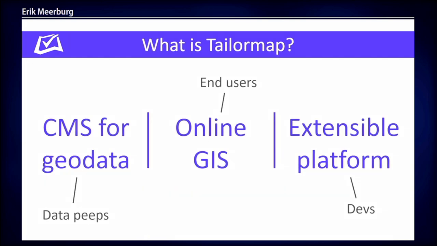For example, if you're a data-oriented person, you could say it's a content management system for geodata. It's a publishing platform for geodata. If you're an end user, it's just the online GIS, the web mapping service that my organization uses all the time. And I don't know, what is it? Yeah, it's a map thing. But if you're a developer, that might be interesting because it's an extensible platform for all of this.